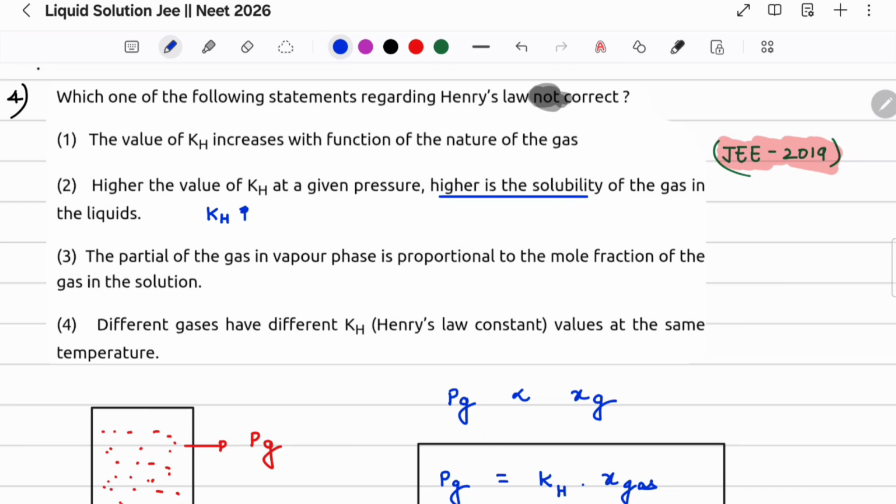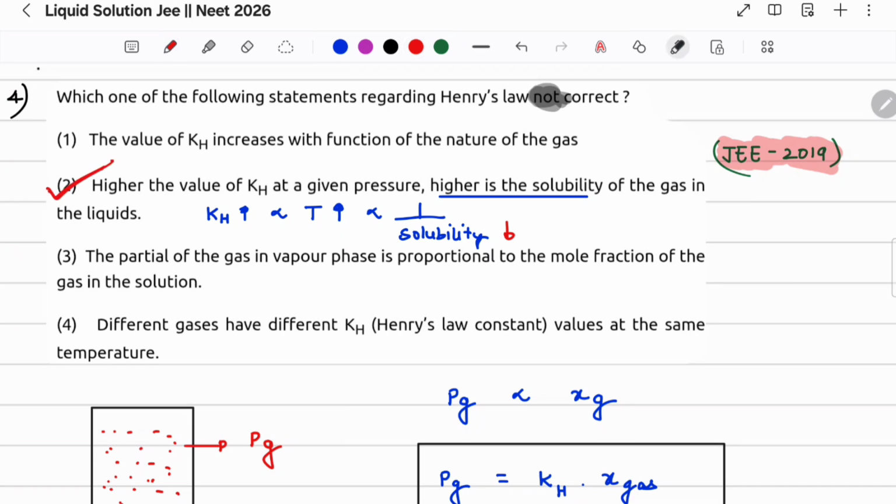How is it possible? Just now we have discussed, if KH is high, then temperature will also be high, and if temperature is high, what will happen? Gas molecules will not be soluble, they will be insoluble. So inversely proportional to what? Solubility. So they are telling that the higher the KH, the higher the solubility. That is definitely wrong. Solubility will be low. So that's why this is the incorrect option. Option 2 will be your answer.